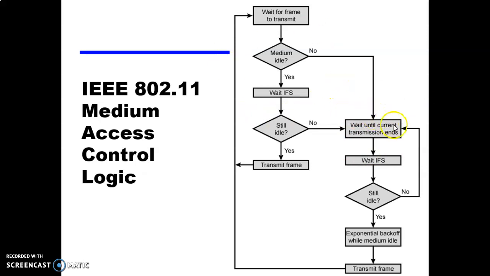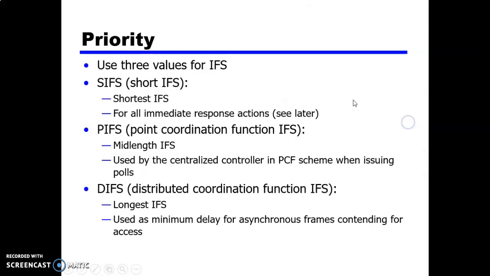So now let's go ahead. Now let's see the priority. There are three values for IFS. The first one is SIFS. The full form of SIFS is short interframe space, also called short IFS. It is the shortest IFS. For all immediate response actions, SIFS will be used.